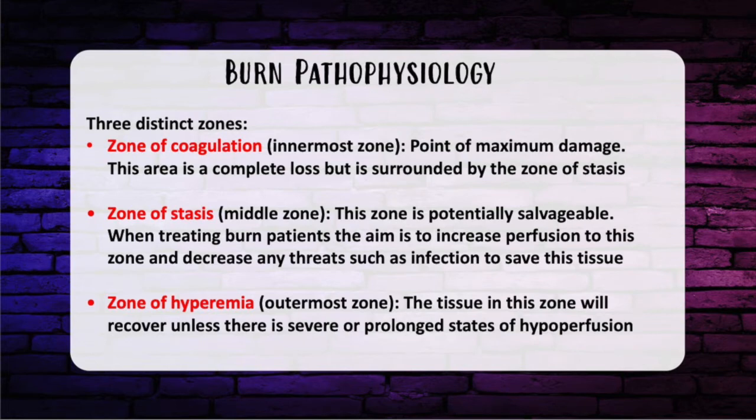When treating burn patients, the aim is to increase perfusion so that you can increase saving this zone. And then you have the zone of hyperemia. This zone will recover unless there is severe or prolonged states of hypoperfusion. And it should be remembered that these zones are in three dimensions. So you need to make sure you understand what is deep and the structures that are deep to this.